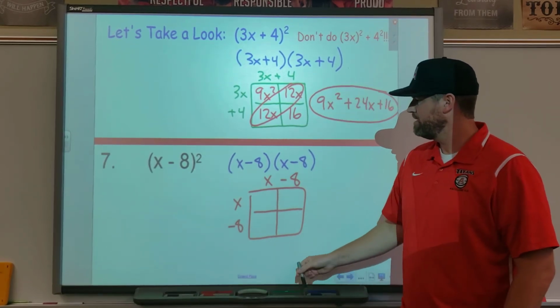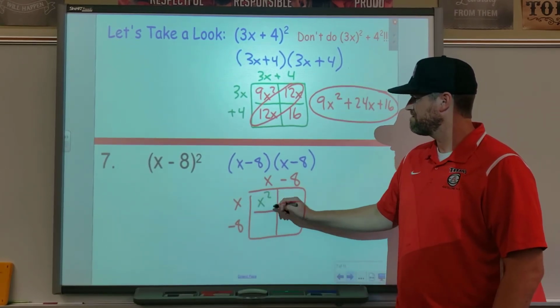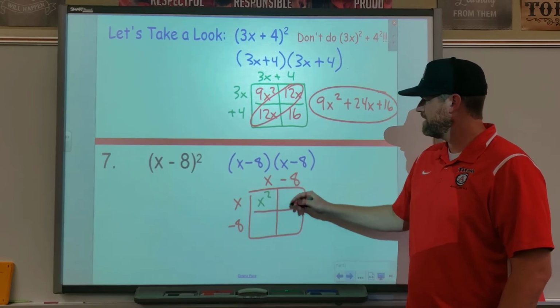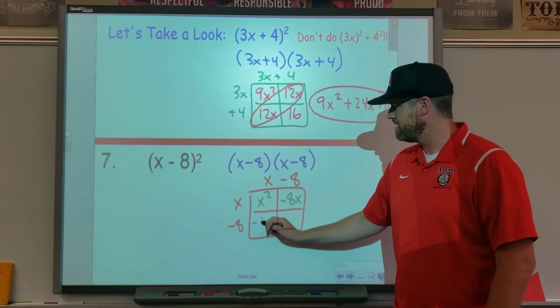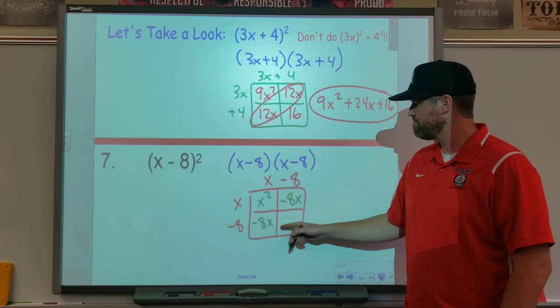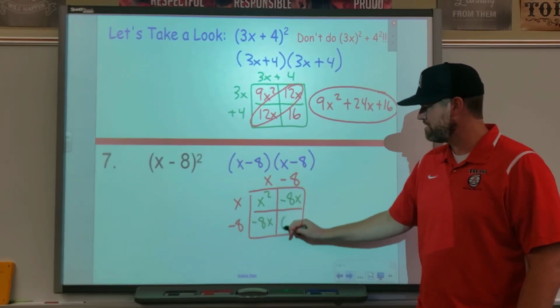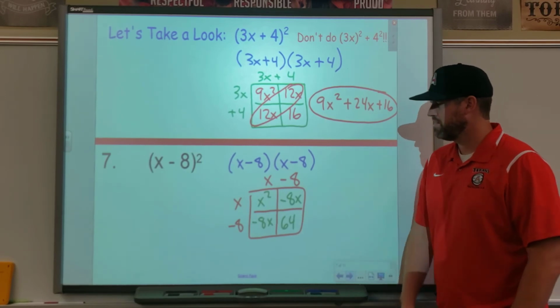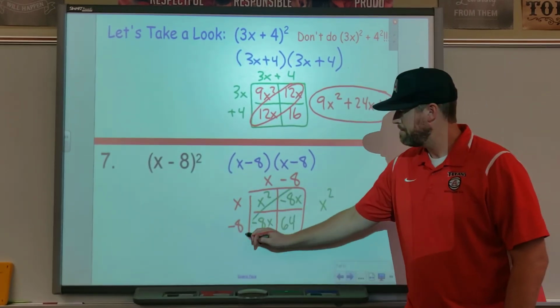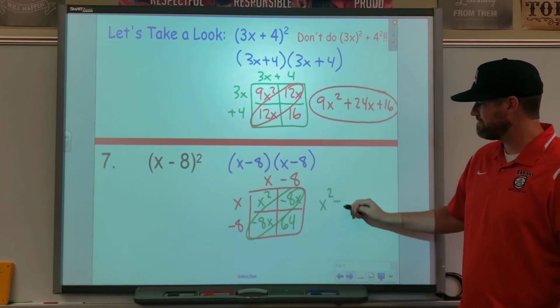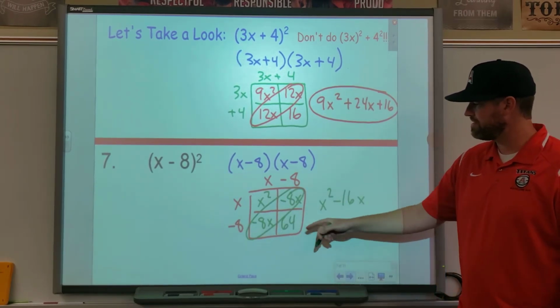And when I multiply to fill in the box, I get x squared. X times negative 8 is negative 8x. X times negative 8 is another negative 8x. And then our last box, negative times negative is a positive 64. So when we take these out, we get x squared minus 16x plus 64.